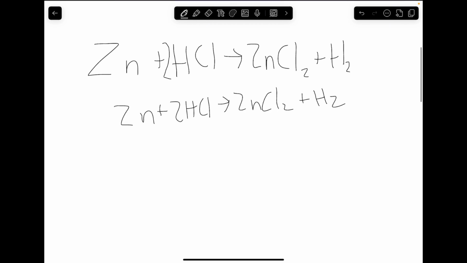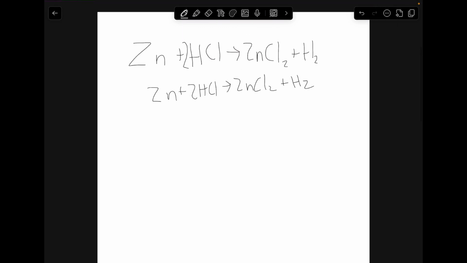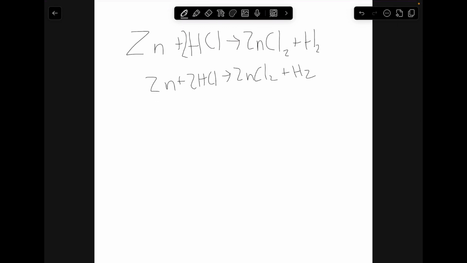All right. These coefficients tell us the exact recipe. This means that for every one atom of zinc, we need exactly 2 molecules of hydrochloric acid to make our reaction work perfectly. All right, so here we go, Mr. Palmer. This is the very next step. Hopefully you're following me on this.